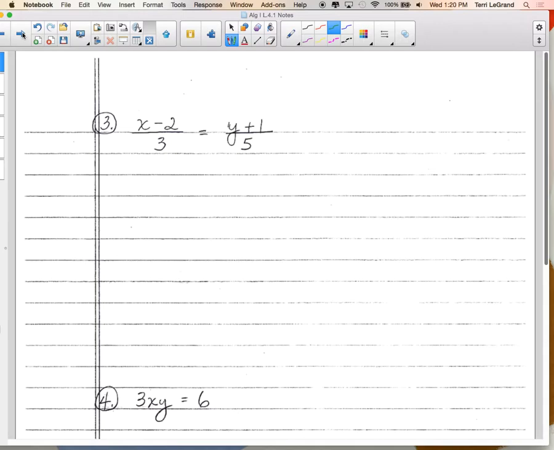Are they being multiplied by each other, x and y? Any x or y in the denominator? Any x or y in an exponent? Any x or y under a radical sign? Sounds to me like it's linear. Well, if it's linear, then they want us to write it into standard form today.